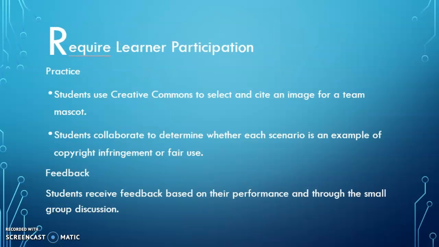The next step in the Assure process is to require learner participation. To practice, students build their information literacy skills by using Creative Commons to select and cite an image for a team mascot. Students collaborate in small groups to determine whether each scenario is an example of copyright infringement or fair use. Finally, students receive feedback based on whether they label each scenario correctly and through small group discussion.